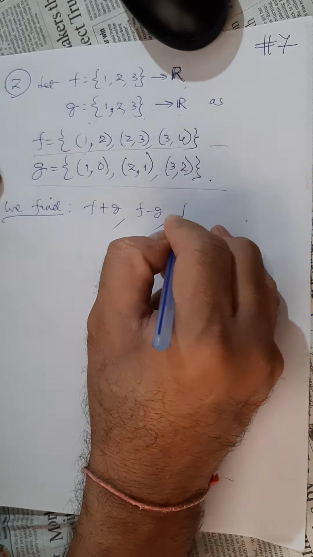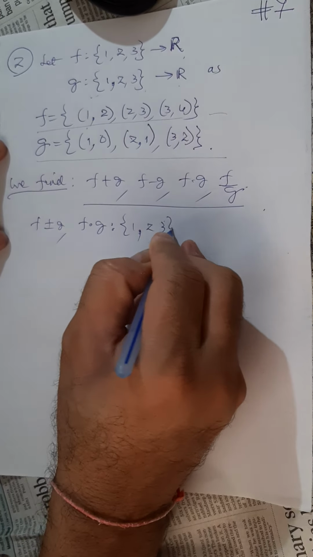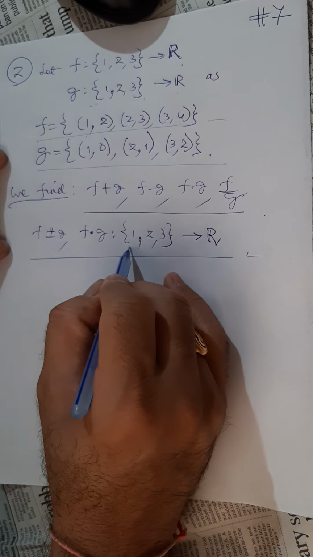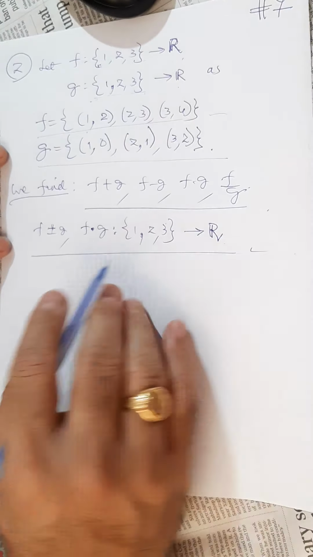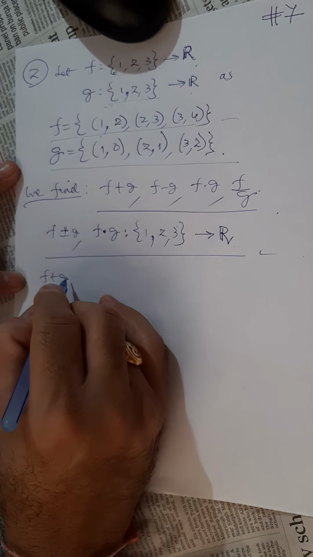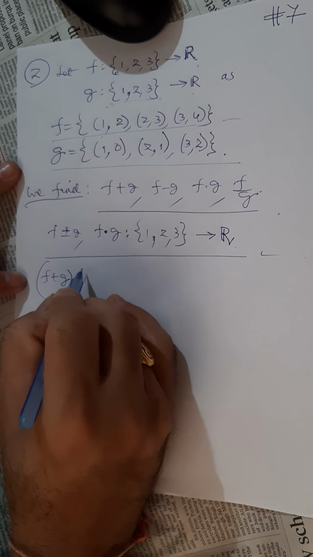Let's see this. So here, for f plus or minus g and f into g at least, the domain will be {1, 2, 3} to R, real numbers, for all these functions. This is so simple. For these 3 functions, plus, minus, and into, the domain will be the common domain. Now what is f plus g here? That's the question. So f plus g at 1, domain has 3 members, so it is f of 1 plus g of 1. What is f of 1? 2. What is g of 1? 0. So 2 plus 0, which is 2.